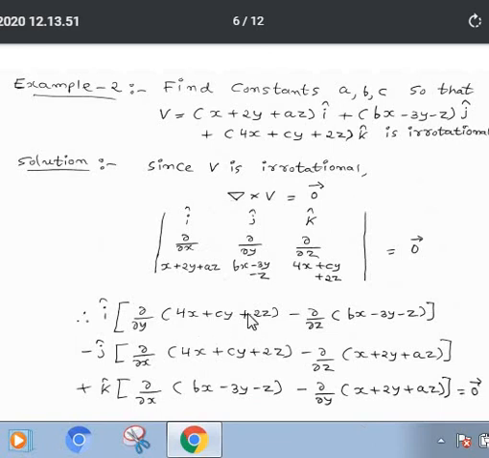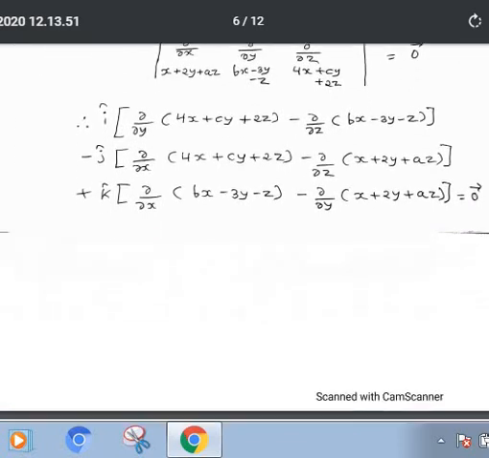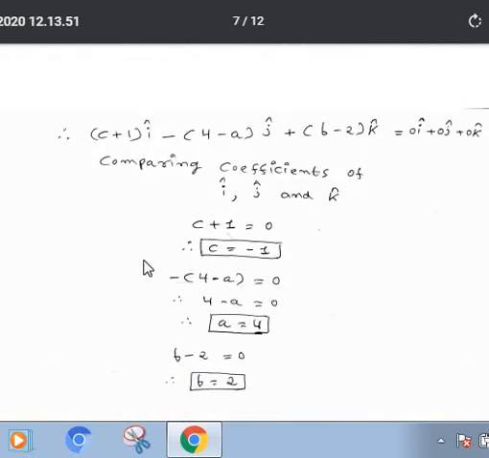Now partial derivative of this function with respect to y, the result is c. Partial derivative of this function with respect to z, the result is 1, and over here we have a minus sign, so minus minus plus. Partial derivative of this function with respect to x, the result is 4. Partial derivative of this function with respect to z, the result is a. Partial derivative of this function with respect to x, the result is b, and partial derivative of this function with respect to y, the result is 2. Now that is written over here: (c plus 1) i cap minus (4 minus a) j cap plus (b minus 2) k cap, that is equal to the 0 vector.